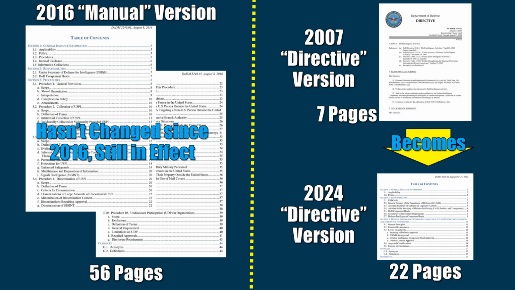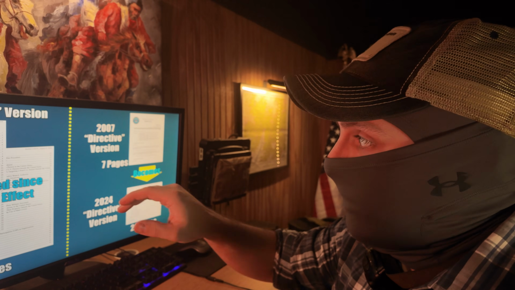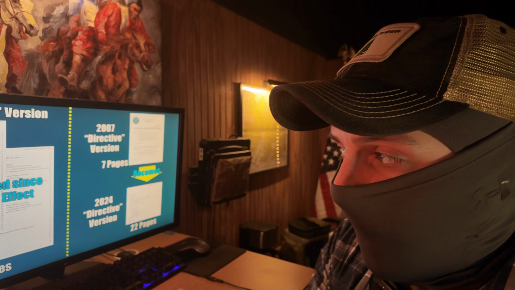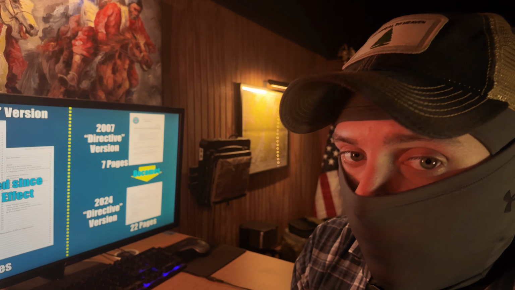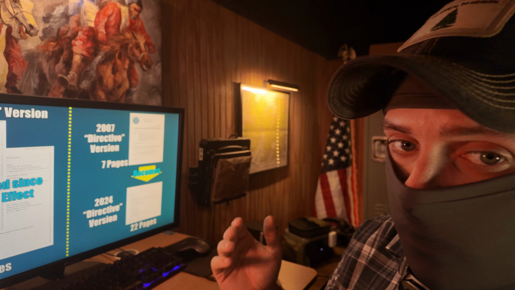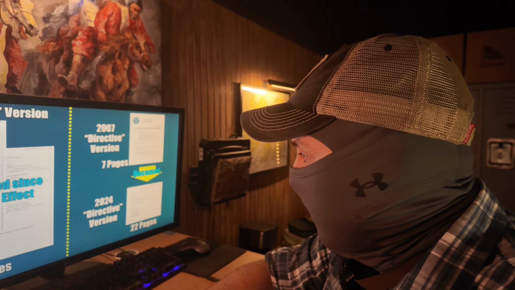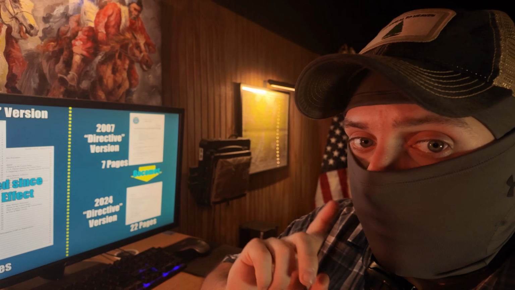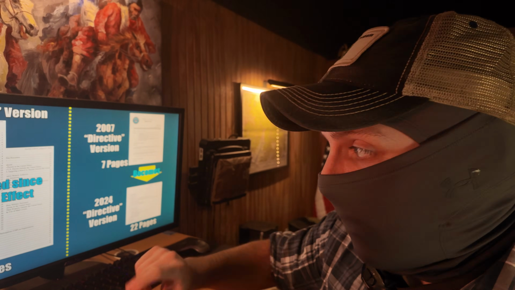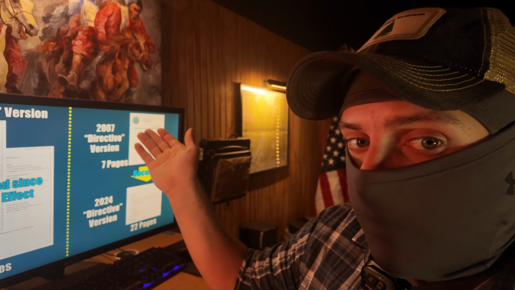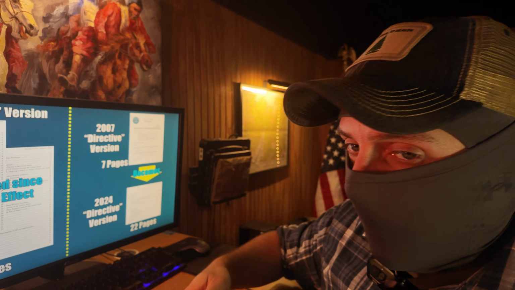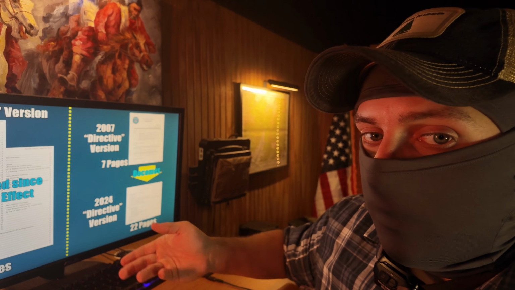What has changed is the 2007 directive. So there is a DoD directive 5240.01, 2007 edition, and there is a DoD directive 5240.01, 2024 edition. That was actually signed into effect on September 27th, 2024. So that is what we're talking about here. This is an important distinction to make when we get, again, to the fact-checking part. Originally, the 2007 document was only 7 pages, and the recent 2024 version is 22 pages, so 3 times longer, right? So we can see how this might be a little bit concerning.